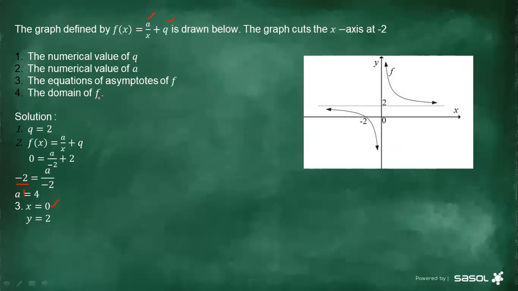The domain of this, x is an element of all real numbers, but x should not be equal to 0. Even the domain of this one will always be like this. It will never change.